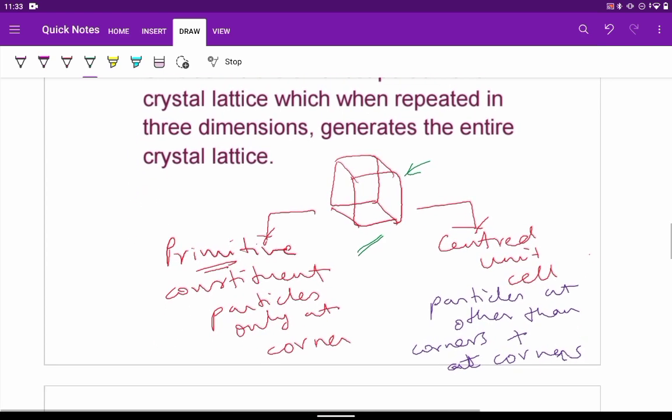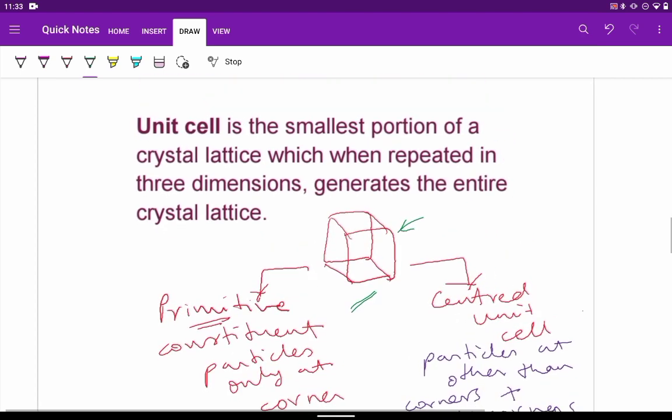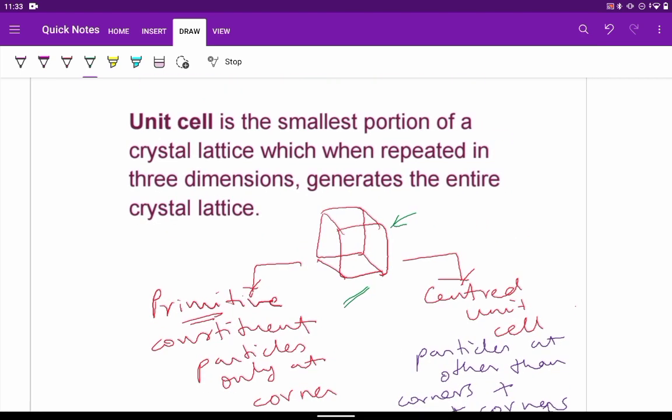Now it can be of two types: one is primitive, another is centered unit cell. So what is a unit cell? It is the smallest portion of a crystal lattice which, when repeated in three dimensions, gives the entire crystal lattice, whose diagram I have shown you earlier. In a primitive unit cell, the constituent particles will be at the corners only. Like this, in the corners there will be the particles.